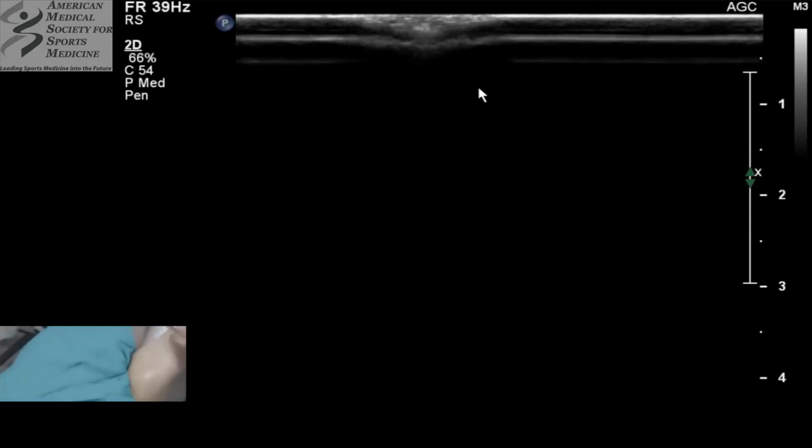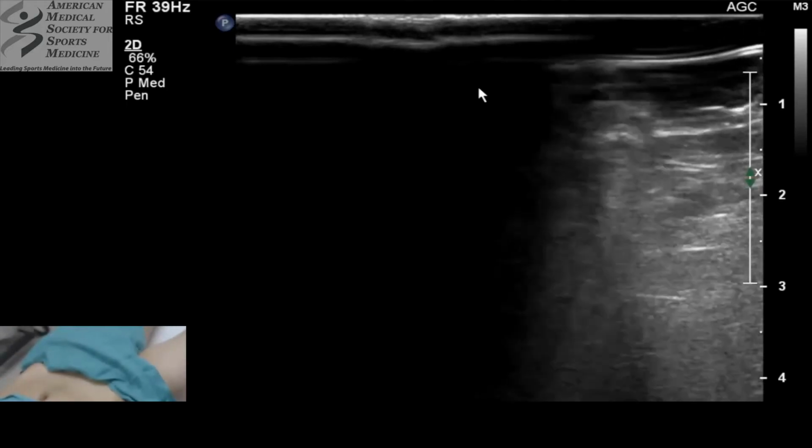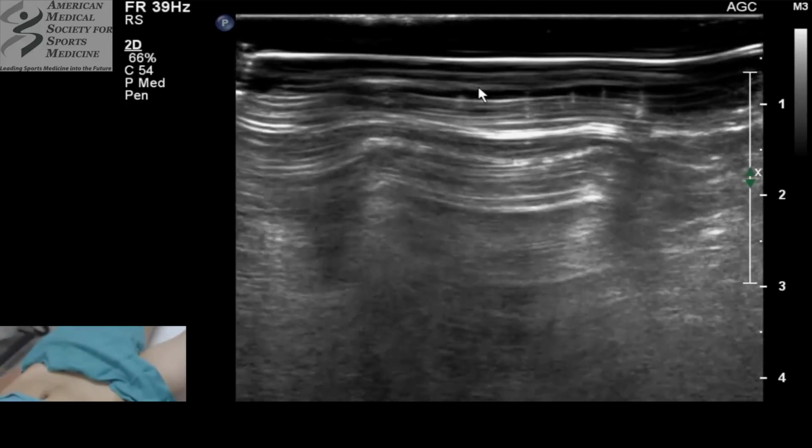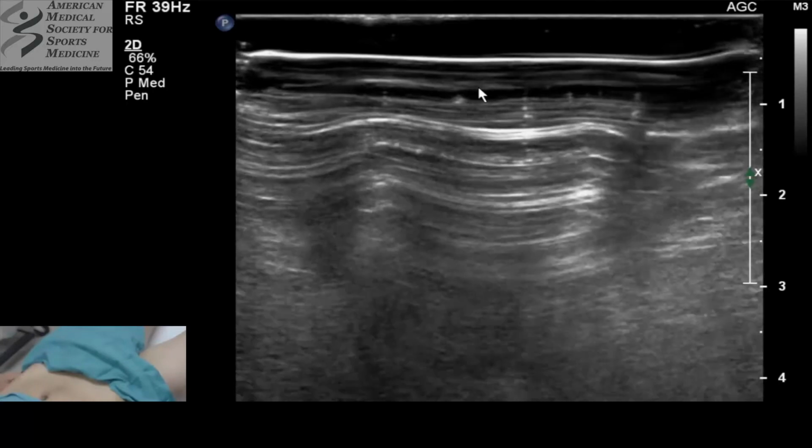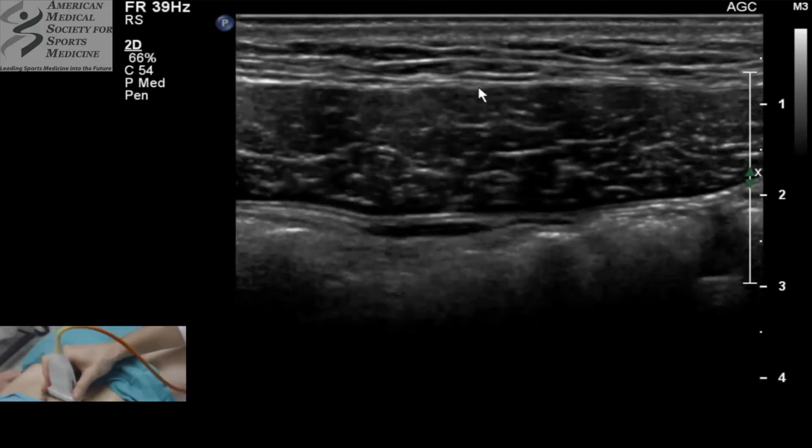All right, so I'm going to have my subjects go ahead and straighten their leg out here. And what we're going to do now is look at the pubic symphysis and the distal aspect of the rectus abdominis. So medial is going to be on the right of the screen, lateral is going to be on the left of the screen. I'm going to decrease the depth here.